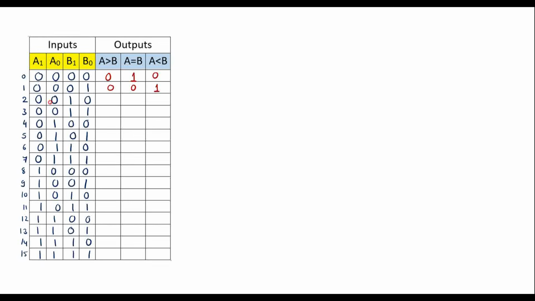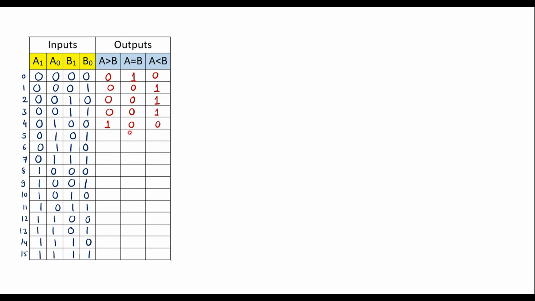So here also A is less than B. 0010. It is 2. 0 is less than 2. So A is less than B. 0011, here also A is less than B. So here we can see A value is 01. It means A equals 1. B value is 00. In decimal, it is 0. So 1 is greater than 0. Therefore, A is greater than B.